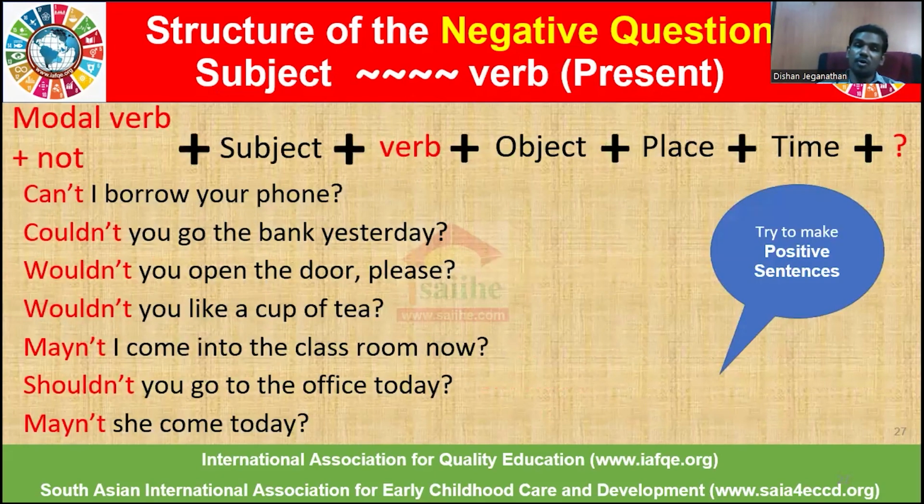Examples: Can't I borrow your phone? Couldn't you go to the bank yesterday? Wouldn't you open the door, please? Wouldn't you like a cup of tea? Mayn't I come into the classroom now? Shouldn't you go to the office today? Mayn't she come today? So keep one thing in mind: for negative questions, we always make use of the contracted form.